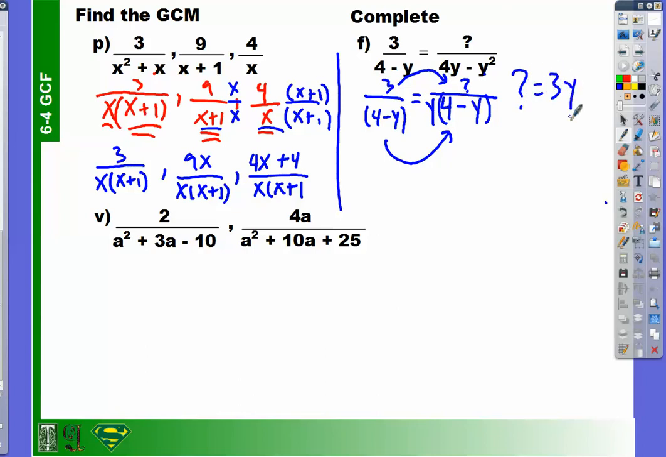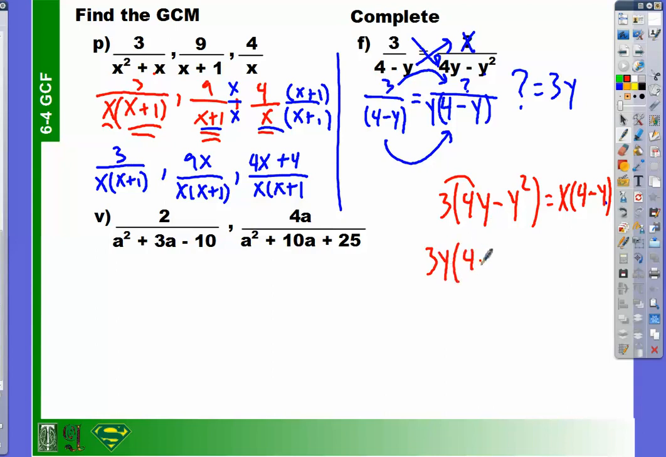The other way I could have taken a look at this is I could cross multiply, but that makes it difficult. So let's do this. For cross multiplication purposes, I'm going to call this x. I'm going to isolate the x. So multiply across, and I get 3 times (4y minus y squared) is equal to x times (4 minus y). So then, multiply this out, right? Well, actually, I'm not going to multiply. What I'm going to do is factor this. I'm going to factor out a y, so I have 3y on the outside, and I get (4 minus y) on the inside is equal to x times (4 minus y).